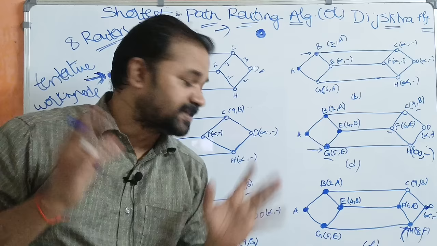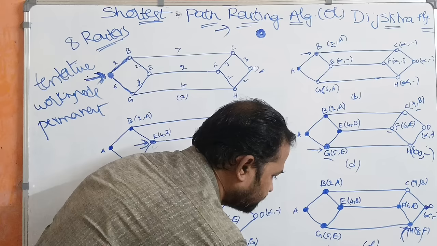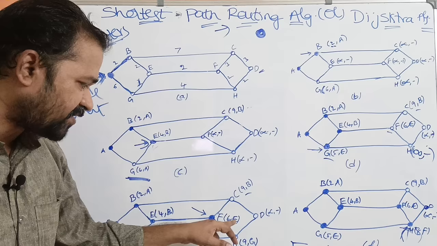So now let us write the path here. What is the destination router? D is the destination router. So we are traversing to D from which node? H. Next, we are traversing to H from which node? H is 8 comma F. F. So let us see F. We are traversing to F from which node? E.